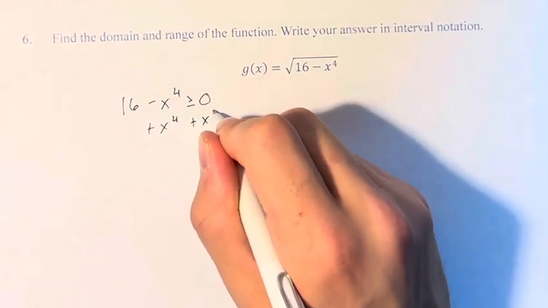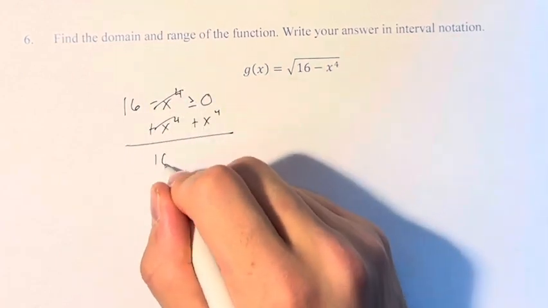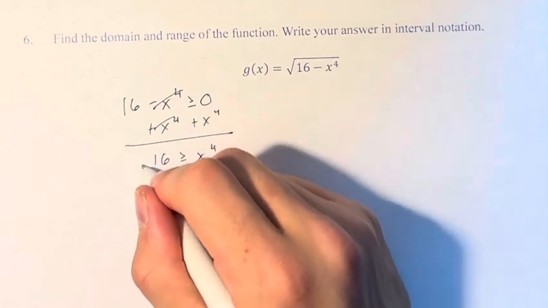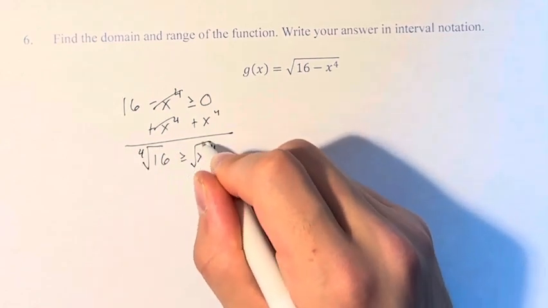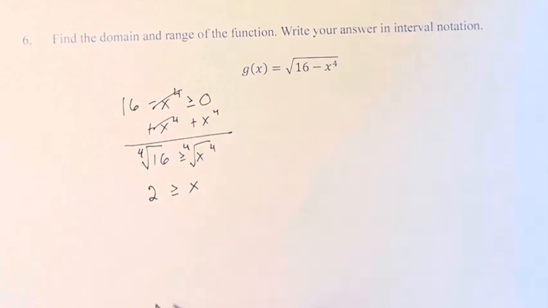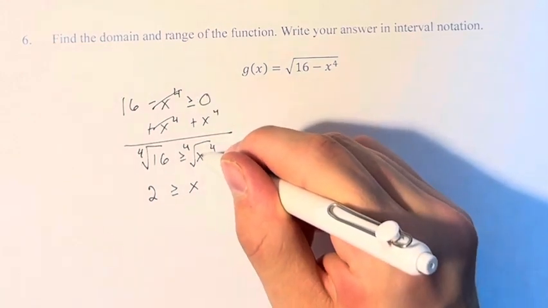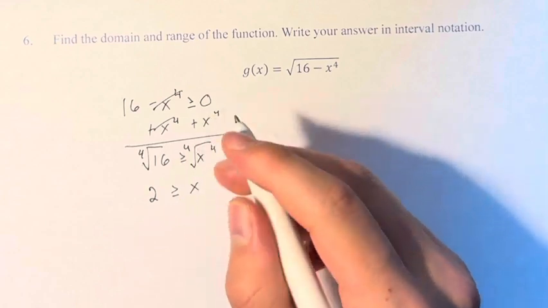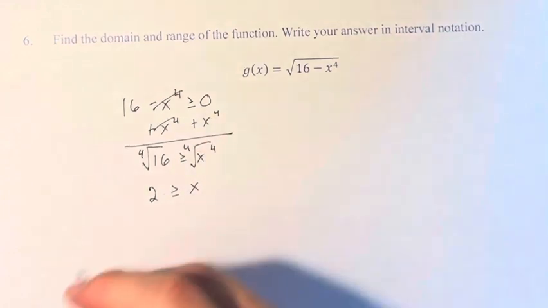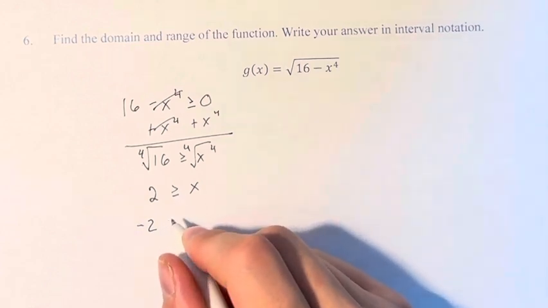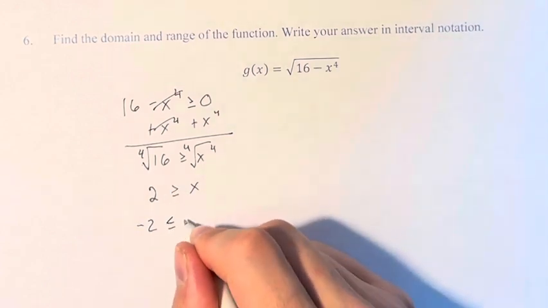Adding x to the fourth to both sides, 16 therefore must be greater than or equal to x to the fourth. Taking the fourth root of both sides, we get 2 has to be greater than or equal to x. However, if x is negative, then the fourth root of x to the fourth is negative x. So we have to have negative 2 is less than or equal to x, that is, x is greater than or equal to negative 2.